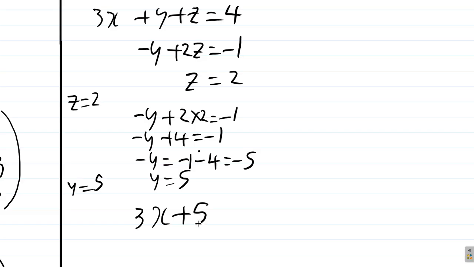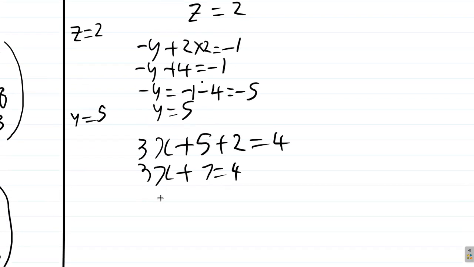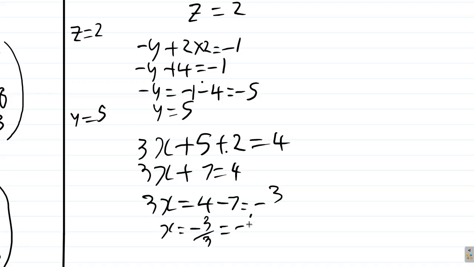3x plus y, which is 5, plus z, which is 2, equals 4. So 3x plus 7 equals 4. So 3x would be 4 minus 7. Subtract 7 from both sides. We have 4 minus 7 equals negative 3. So we divide both sides by 3, so x is negative 3 over 3, which is negative 1.